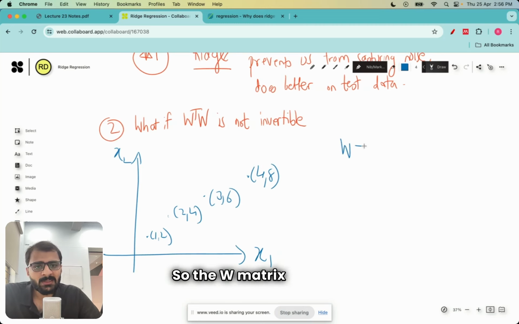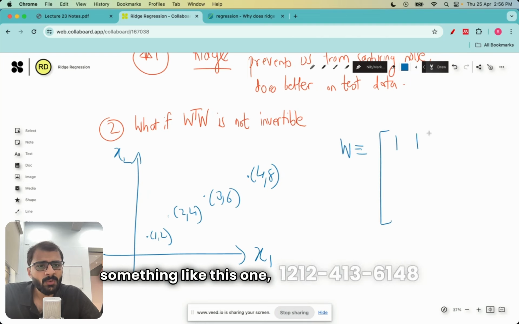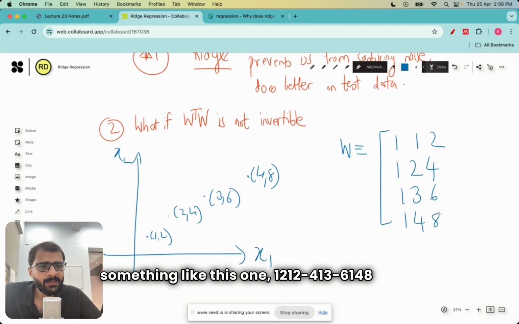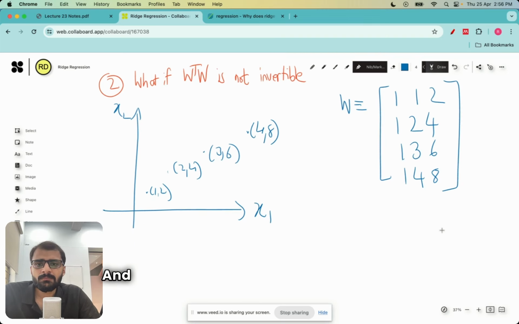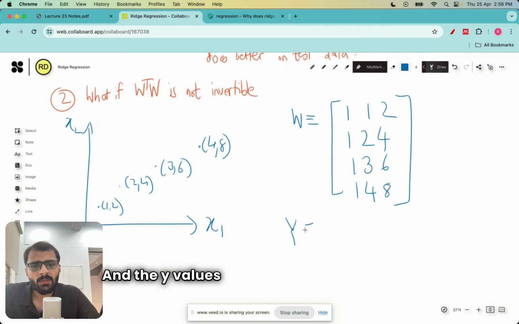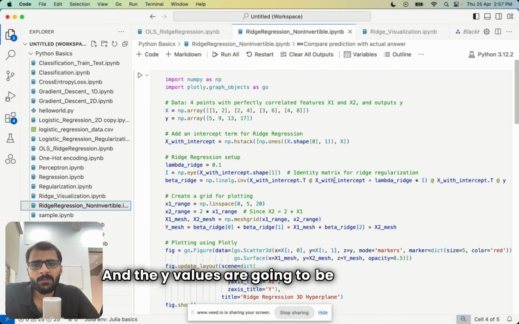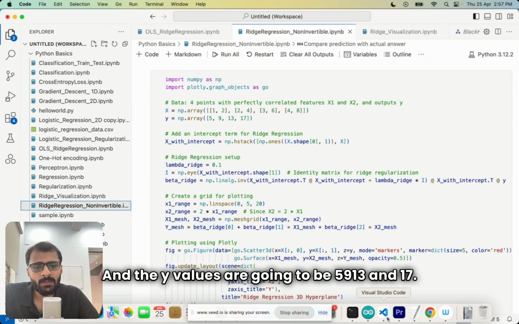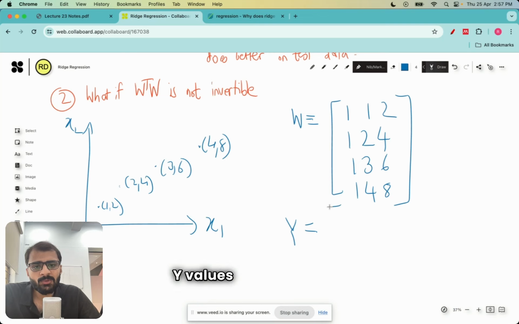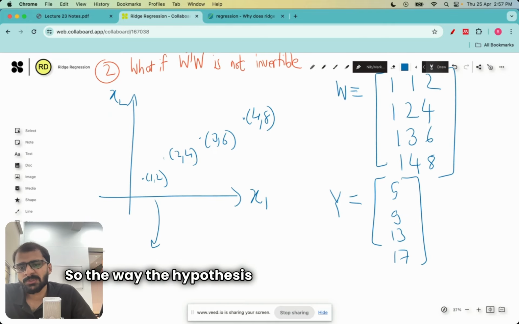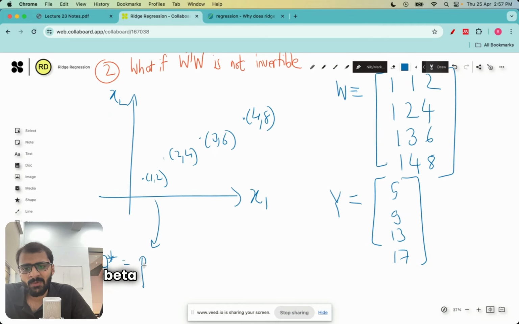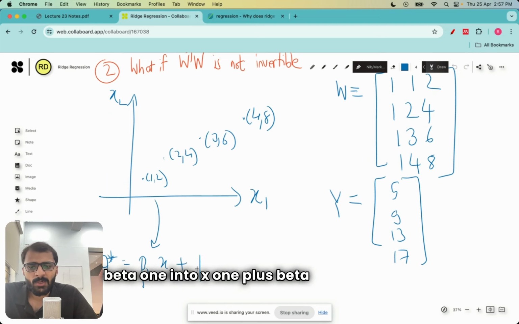So the W matrix will look something like this: 1, 1, 2, 1, 2, 4, 1, 3, 6, 1, 4, 8. Okay, and the y values are going to be 5, 9, 13 and 17. Y values are 5, 9, 13 and 17. So the way the hypothesis class will look in this case is beta 1 into x1 plus beta 2 into x2.